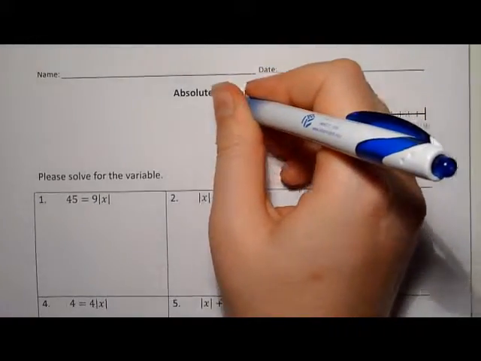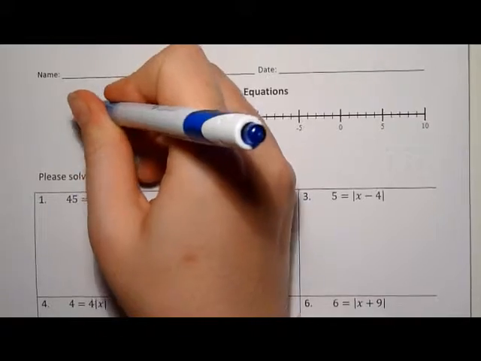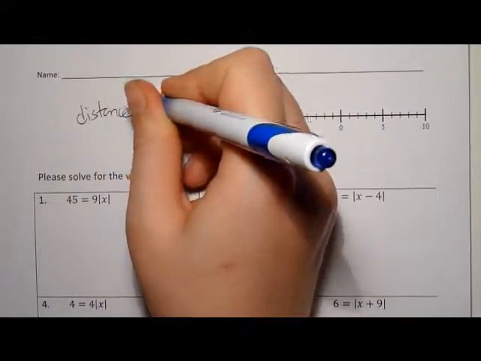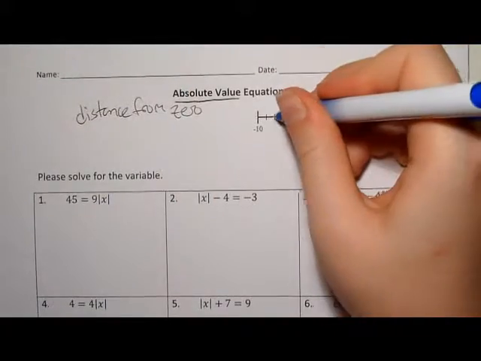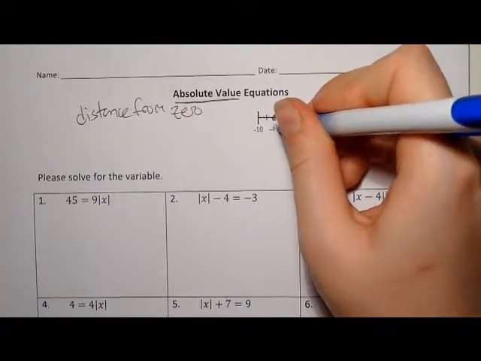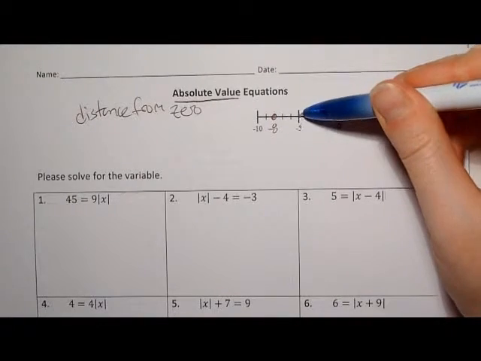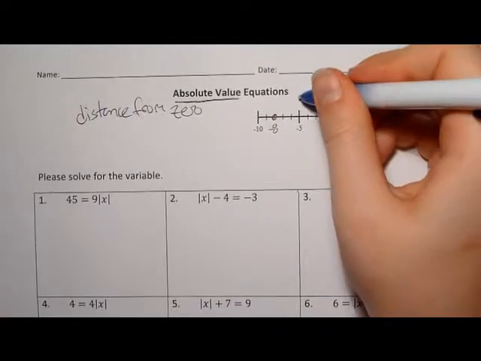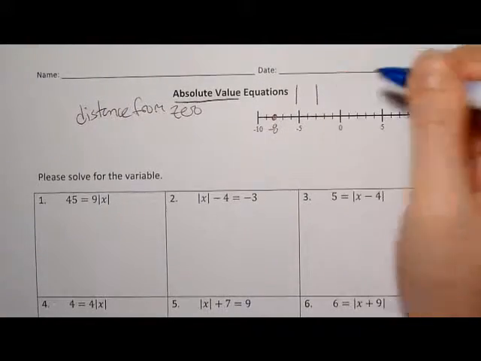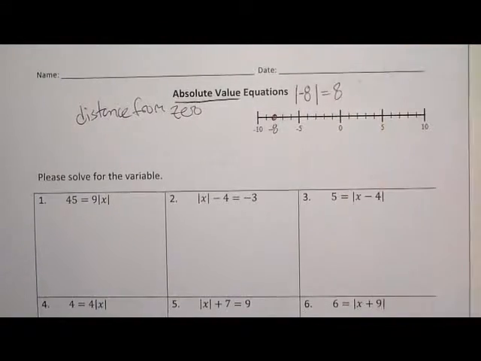Absolute value is the measure of the distance of a number from 0. On a number line, we could plot the point -8 and count how far it is from 0. It is 1, 2, 3, 4, 5, 6, 7, 8 spaces from 0. So the absolute value of -8 equals +8.